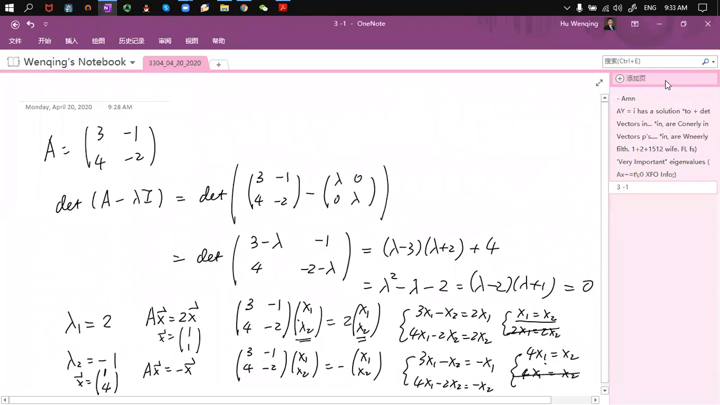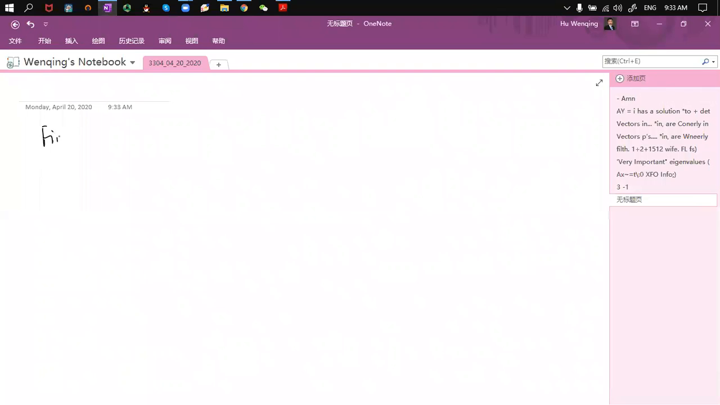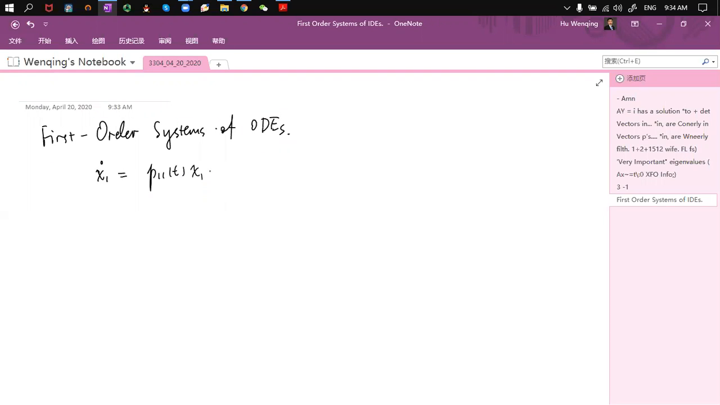So what is our goal? Let's come back to first order systems of ODEs. Our goal is to solve a system of first order ordinary differential equations. And how are these equations going to look? Well, they are going to have the form x1 dot is equal to p11 of t multiplied by x1 plus p12 of t multiplied by x2 plus dot dot dot plus p1n of t multiplied by xn, and you can continue doing that.